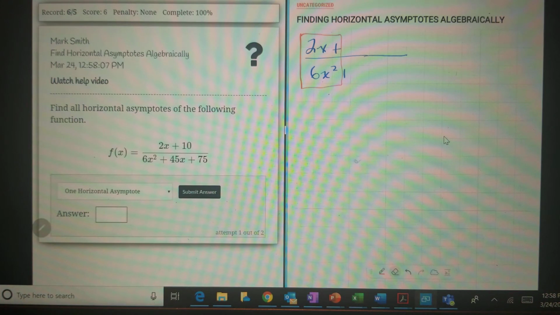All right, and so what do I notice here? I notice that the denominator has a greater exponent. So the denominator is greater. All right, so my three types that we just talked about were denominator greater. So when the denominator is greater, our horizontal asymptote is going to be y equals 0. Sorry, y equals 0.